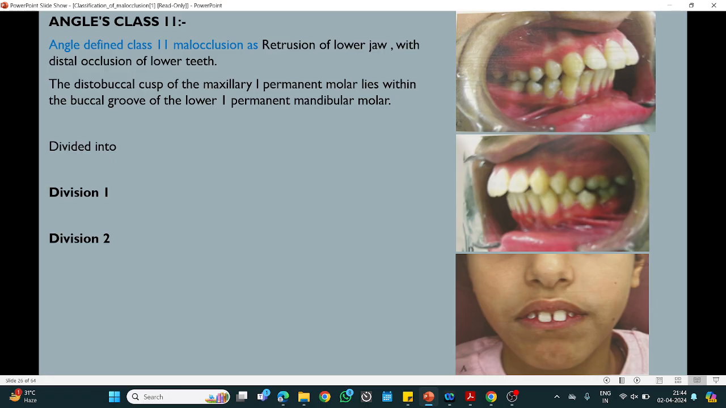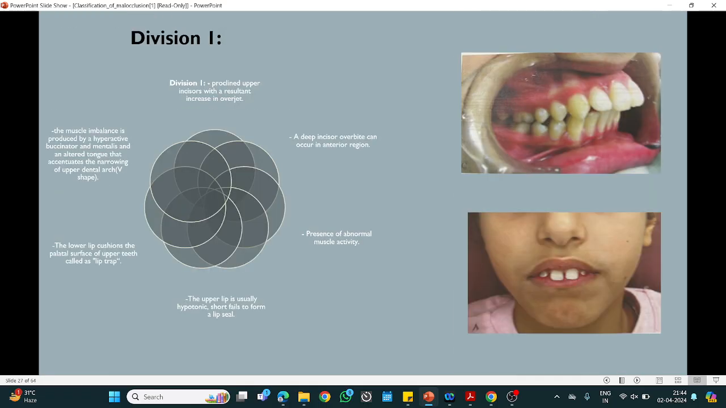It is divided into two subdivisions, division 1 and division 2. In division 1, there is proclination of the upper incisors with increased overjet. Deep overbite is seen. Abnormal muscle activity is present. Lip seal is short, or the upper lip is hypotonic. Lip trap is very evident in class 2 division 1 malocclusion, and the muscle imbalance is produced by hyperactive buccinator and mentalis. Altered tongue position may also be present, plus a V-shaped arch.